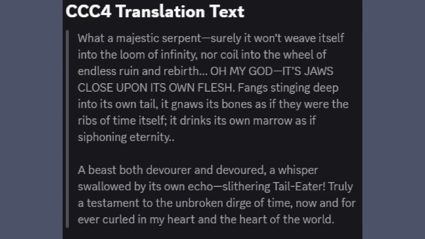To properly submit this language to the circus, I have to translate the following passage. What a majestic serpent! Surely it won't weave itself into the loom of infinity, nor coil into the wheel of endless ruin and rebirth. Oh my god! Its jaws close upon its own flesh! Fangs stinging deep into its own tail. It gnaws its bones as if they were the ribs of time itself. It drinks its own marrow as if siphoning eternity. A beast both devourer and devoured. A whisper swallowed by its own echo. Slithering tail-eater. Truly a testament to the unbroken dirge of time, now and forever curled in my heart and the heart of the world. And this is the final translation.